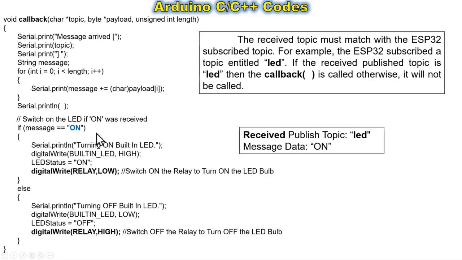If the received published topic matches the ESP32 subscribed topic, which is small letters LED, then the message data will be evaluated. If the message data is the message, capital letters ON, then it will turn on the built-in ESP32 blue LED, and also it will switch on the relay to turn on the LED bulb.